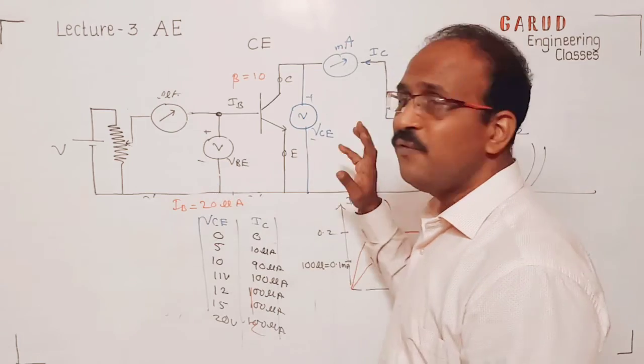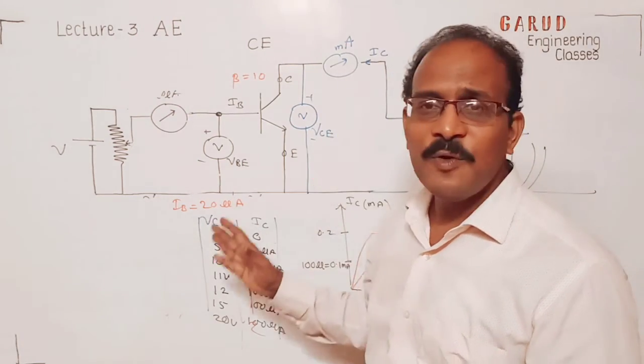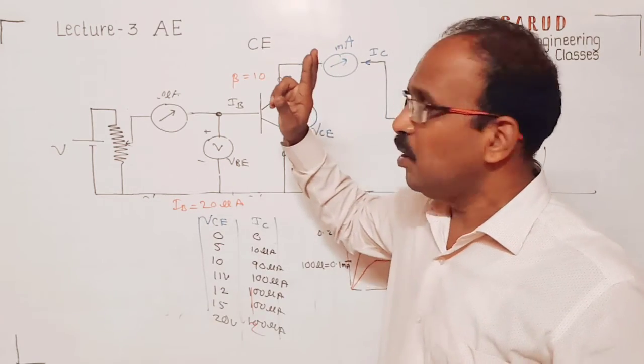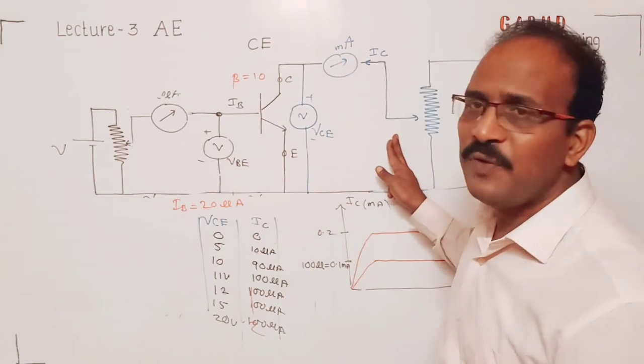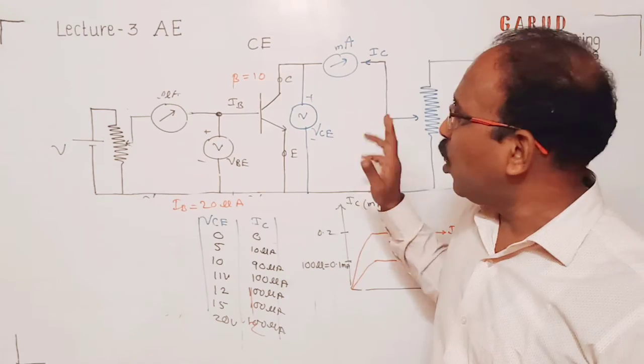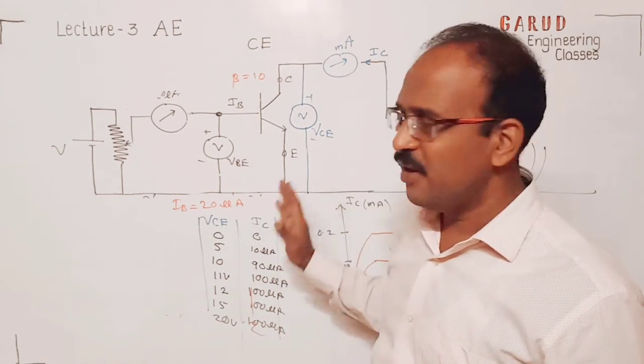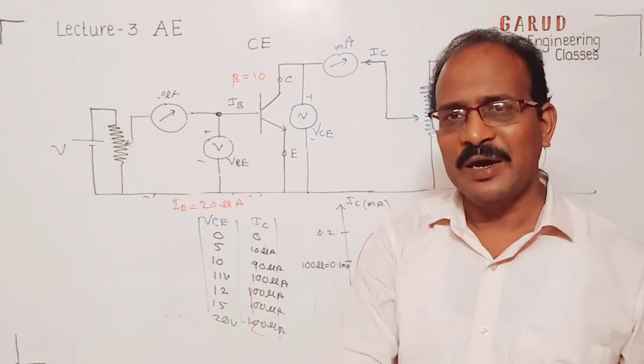Okay. That's why we have to see characteristics. What type of characteristics do we want to see for the transistor? We have to see both for input and for output. We have to see both the characteristics. What question do they ask in the exam? They ask: explain CE configuration and its input and output characteristics for 10 marks.